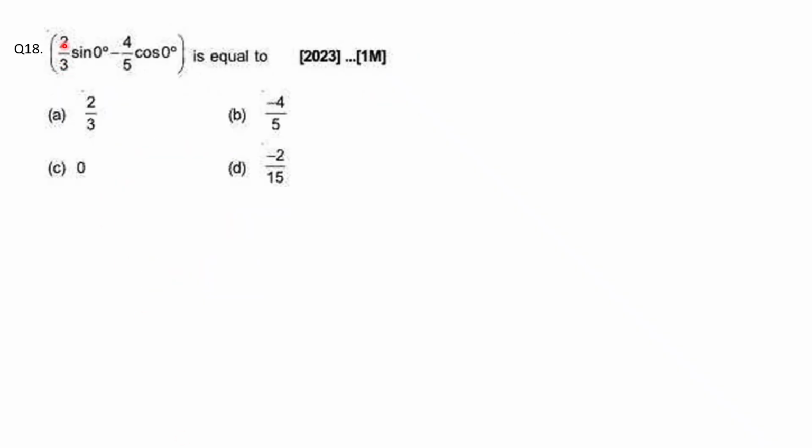Question 18. 2 by 3 sine 0 degree minus 4 by 5 cos 0 is equal to. So sine 0 value is 0 only. So 2 by 3 into 0 minus 4 by 5 into cos 0, which is 1. So the answer is minus 4 by 5, option B.